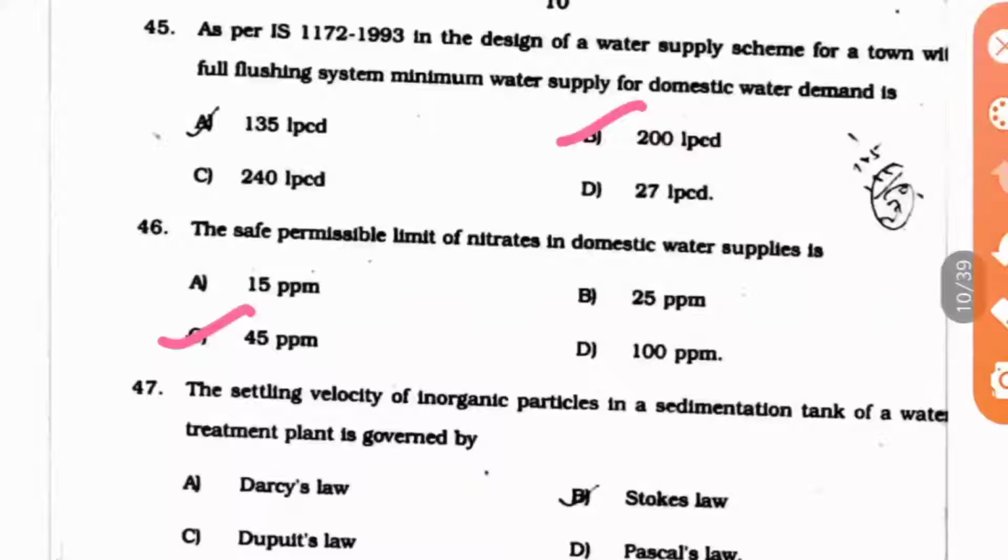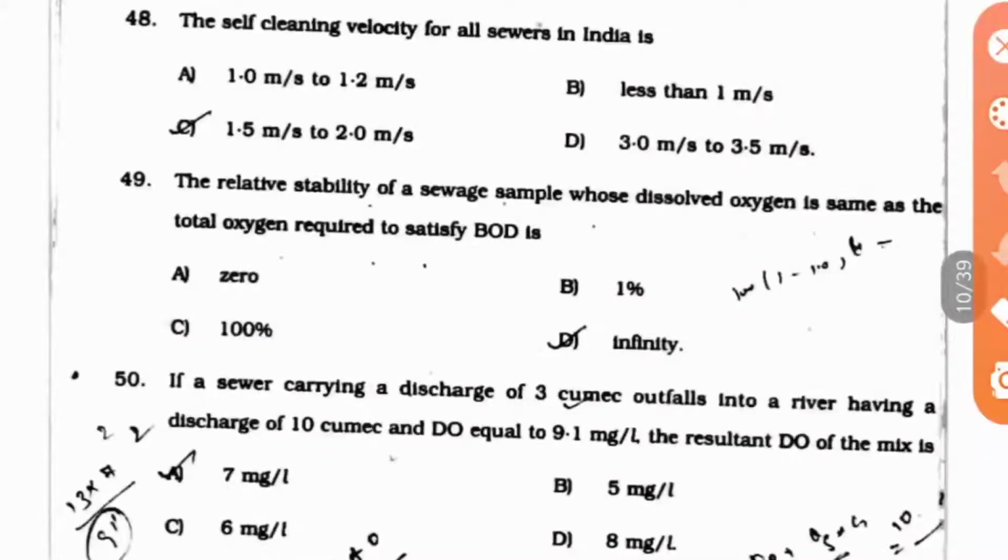And 47. The settling velocity of inorganic particles in a sedimentation tank of a water treatment plant is governed by Stokes law. The self-cleansing velocity for all the sewers in India is 1 meter per second to 1.2 meter per second.